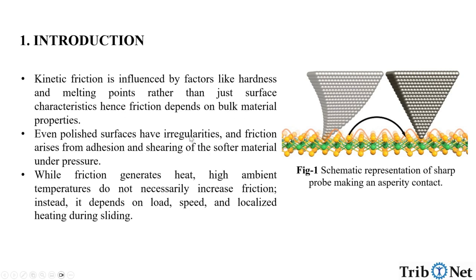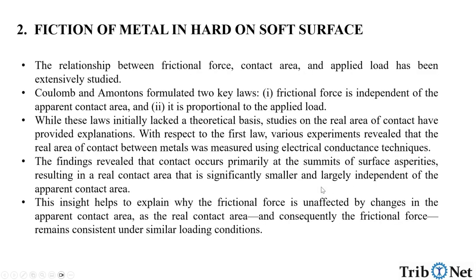Even polished surfaces have irregularities, and friction arises from adhesion and shearing of the softer material under pressure. While friction generates heat, high ambient temperatures do not necessarily increase friction. Instead, it depends on the load, speed, and localized heating during sliding. Here in this figure, we can see the representation of a sharp probe making an asperity contact. Friction of metal in hard on soft surface.